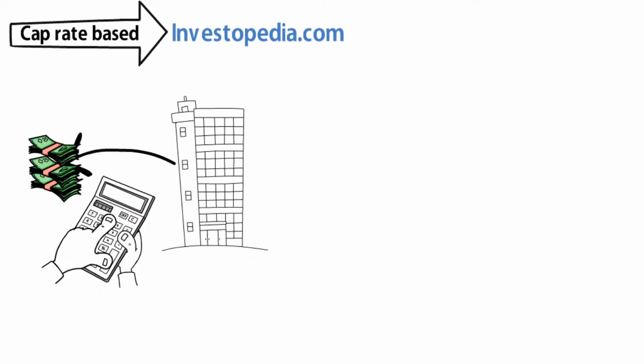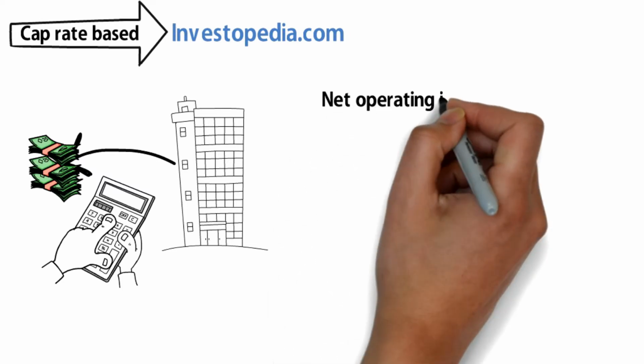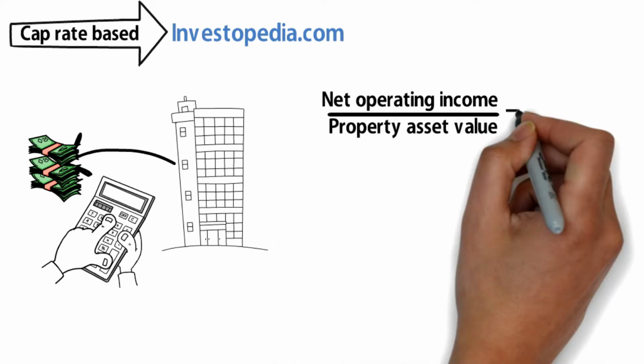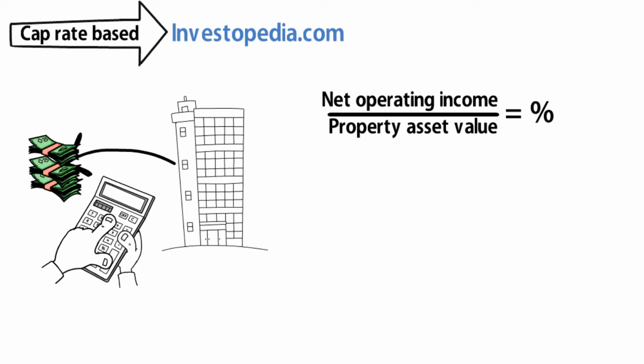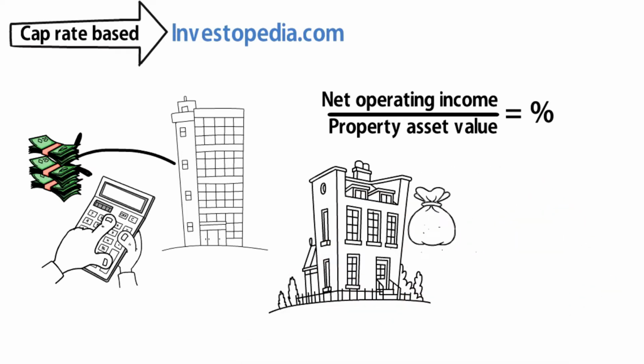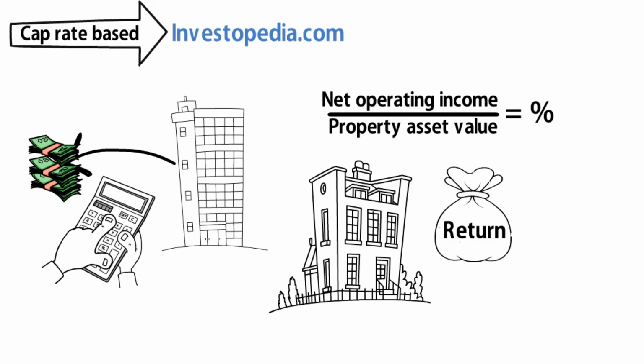This measure is computed based on net income, which the property is expected to generate, and is calculated by dividing net operating income by property asset value and is expressed as a percentage. It is used to estimate the investor's potential return on their investment in the real estate market.